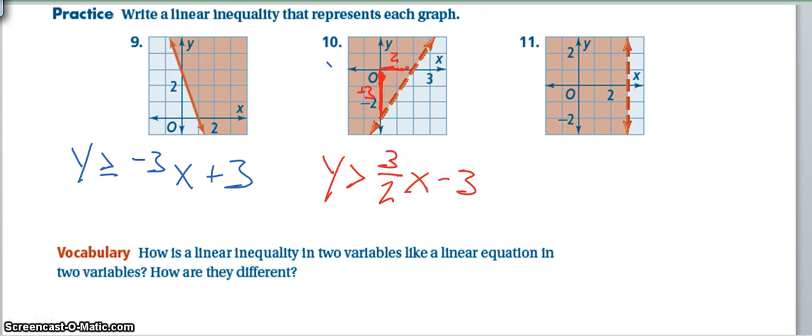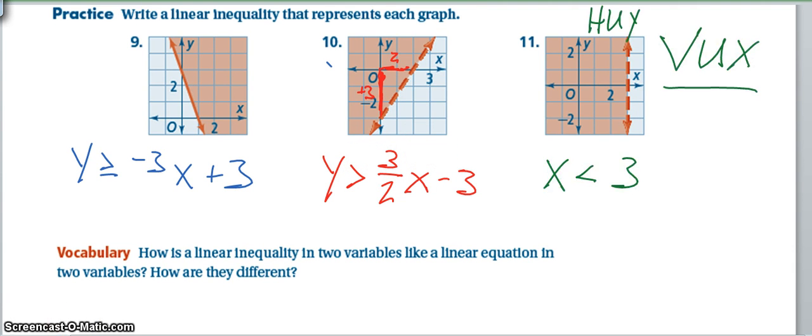So what we get for number 10 here with a slope of 3 over 2 is that y is greater than 3/2 x minus 3. And remember from a couple lessons ago, HOVY: horizontal uses y, vertical uses x. So since this is a vertical line, it uses x is less than 3 because it's talking about the range of x values and it's cutting off at 3. All x's less than are shaded.